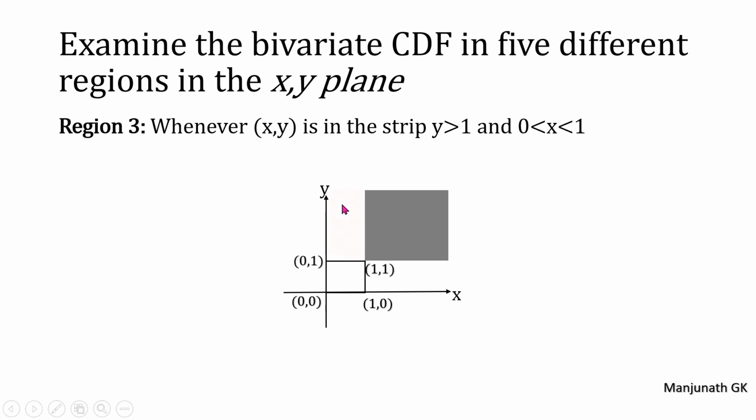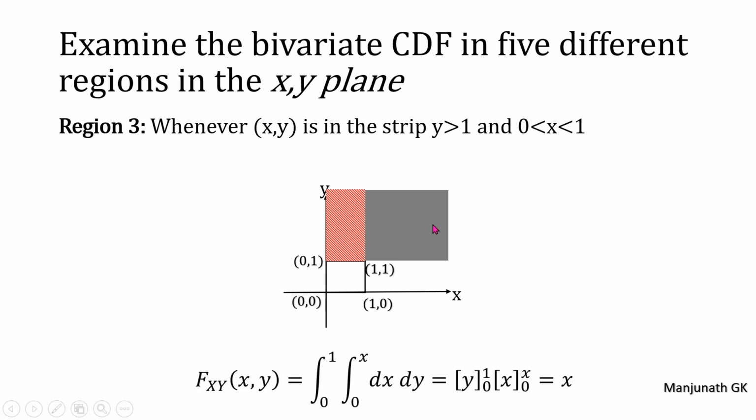So this will be region number 3. It is considered as a strip. In this strip, calculation of a bivariate CDF should be done. Here y is varying from 0 to 1 and x is varying from 0 to x. After simplification, the value will be x. Integration of dx is x, and the values are varying from 0 to x. Integration of dy is y, limits are varying from 0 to 1. After simplification, it will be 1 into x, which is x.